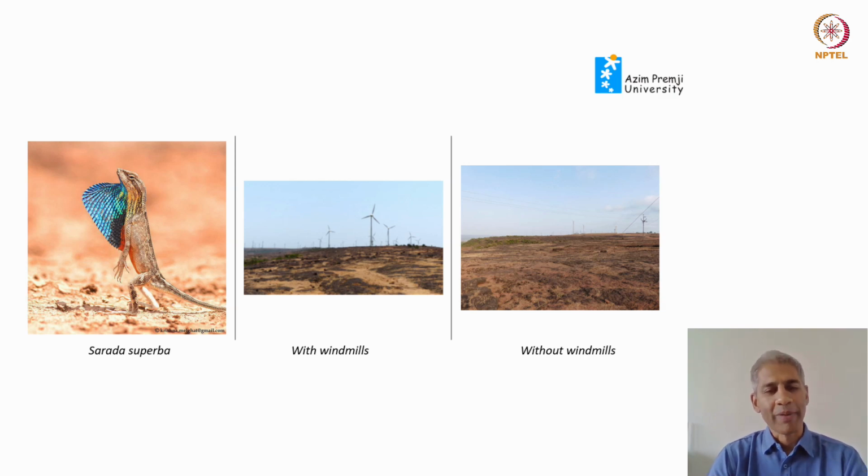and you want to look at the effect of windmills. But you can't go back in time and find a plateau without windmills and say, okay, we'll look for the population of lizards on this without windmills, and then we'll put the windmills on that, right? So the authors here, what they did was what they call a space for time substitution. So they found two plateaus, one with windmills and one without.